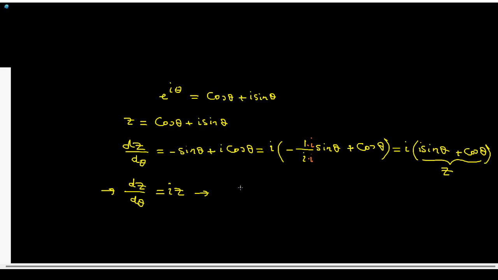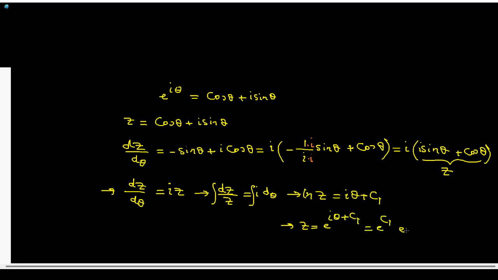If we divide both sides by z and multiply by d theta, we get dz by z equals i d theta. If we integrate this, we get natural log of z on the left equals i theta plus some constant c1. Then we can write z as e to the i theta plus c1, or e to the c1 times e to the i theta. But e to the c1 is just some constant, so we can write this as c times e to the i theta.